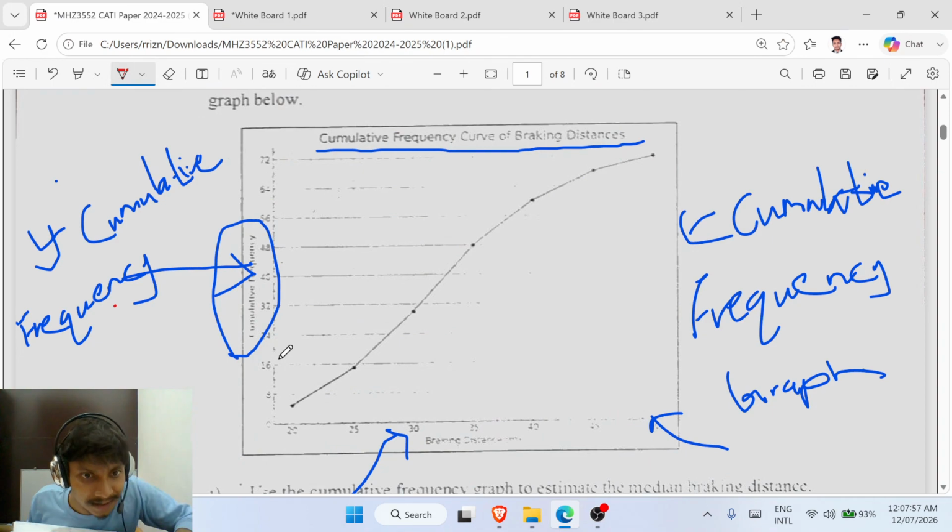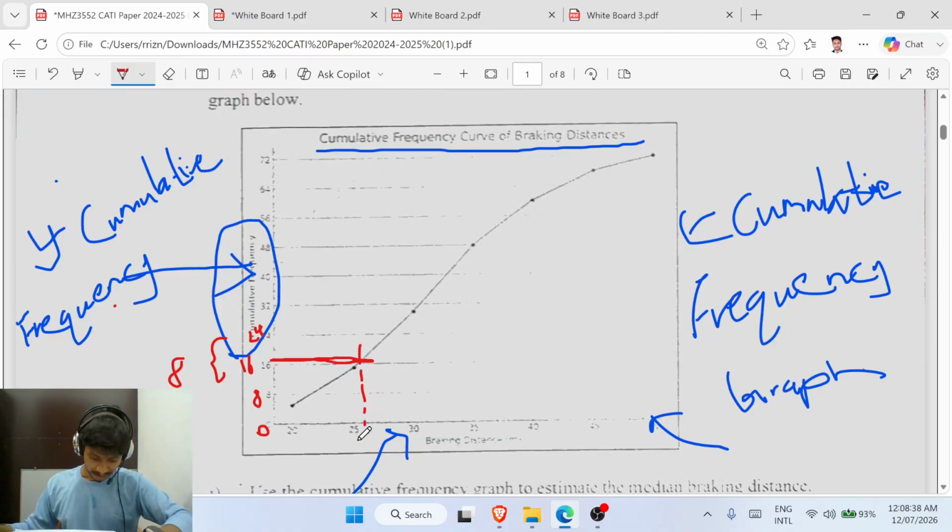Therefore, where is 18? Here, this is 0, this is 8, this is 16, this is 24. Now, the 18th value. Therefore, this is 16, so 18 will be here like that. First, we have to draw the horizontal line like this. Then we have to find the vertical. What is the value here? If you find, it will be 20.